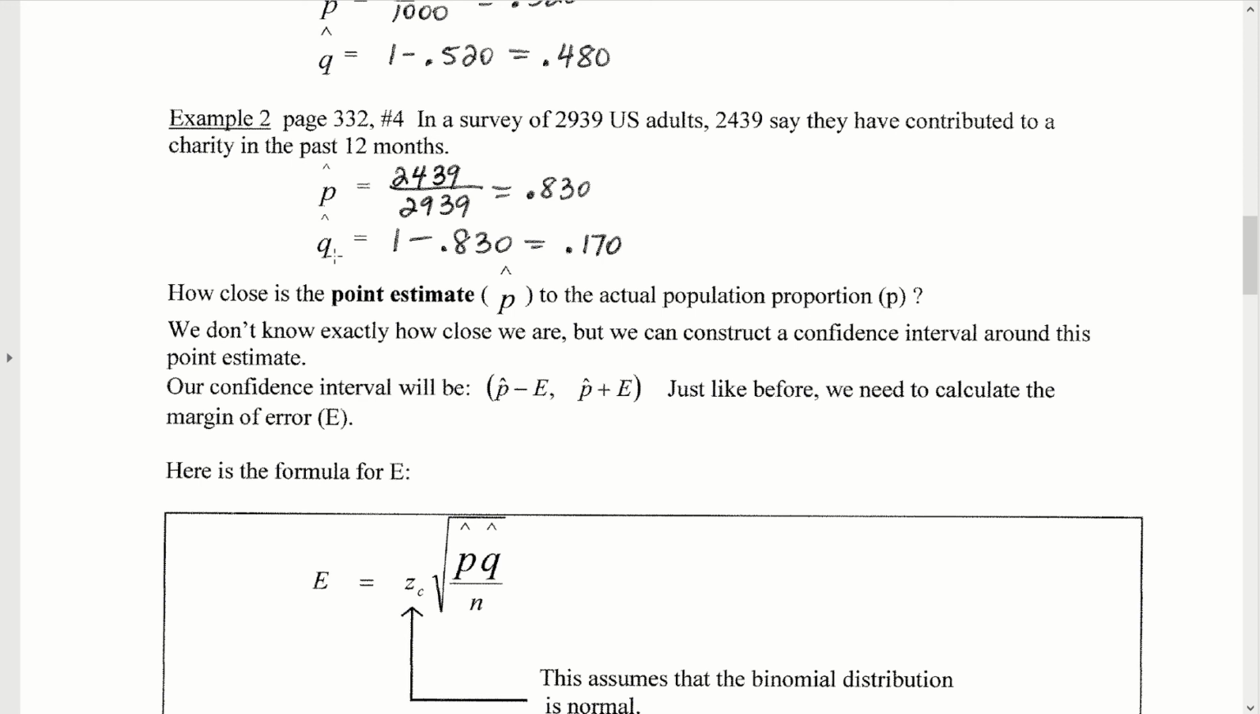We can now go ahead and find the value for q hat. Q hat is going to be 1 minus p hat. That is 1 minus 0.830, which is equal to 0.170.